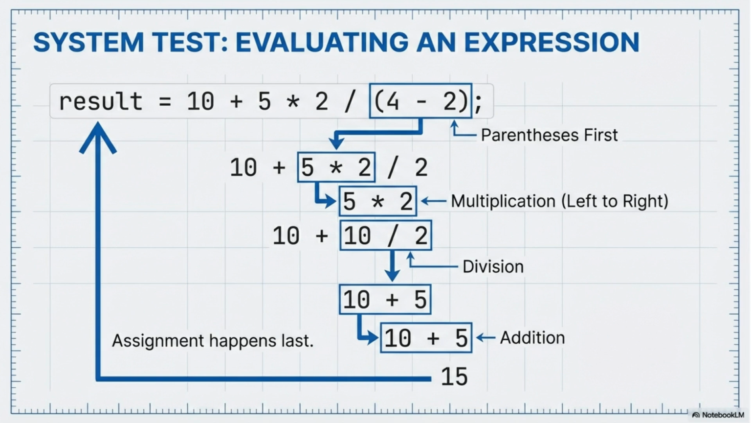When evaluating an expression, follow the order of operations determined by precedence and associativity. For the example shown, parentheses are first, followed by multiplication, division, addition, and assignment is last.